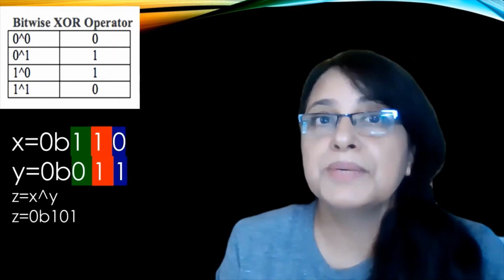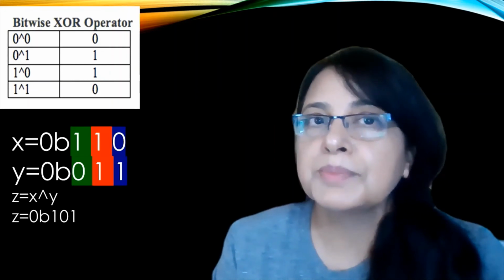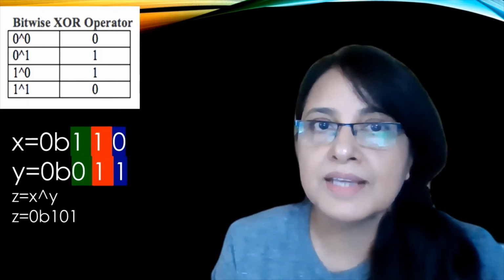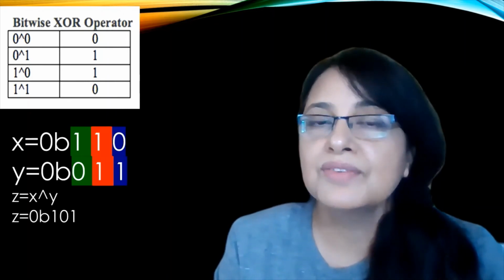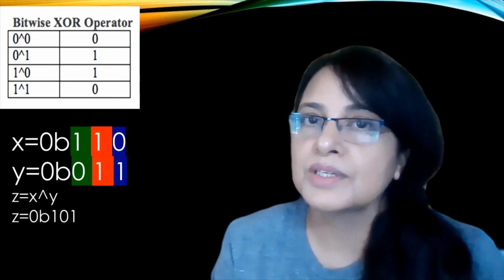Now we look at the bitwise XOR operator, where we will compare the bits, and if the bits are the same, the output is 0. If the two bits compared are opposite, then the output is 1.